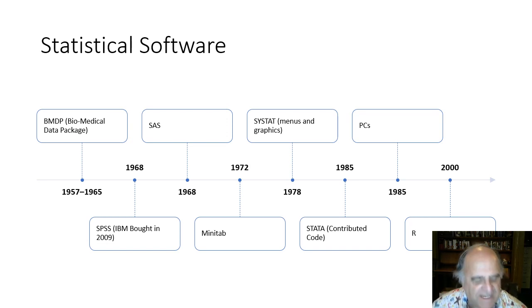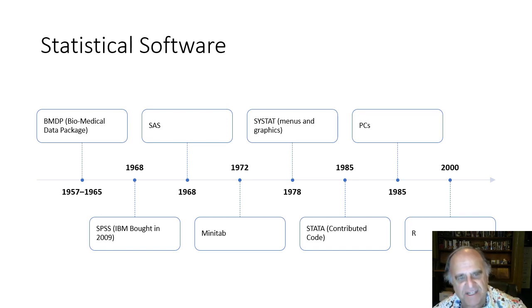Okay, and so around the same time computers were advancing, statistical software was going through an evolution. Probably the first statistical software, at least the first I know of, was BMDP, Biomedical Data Package. It was around from about 1957 to 1965. In 1968, SPSS came out, and SPSS, of course, was very popular. It's still very popular, and it's still around, but in 2009, it was bought out by IBM.